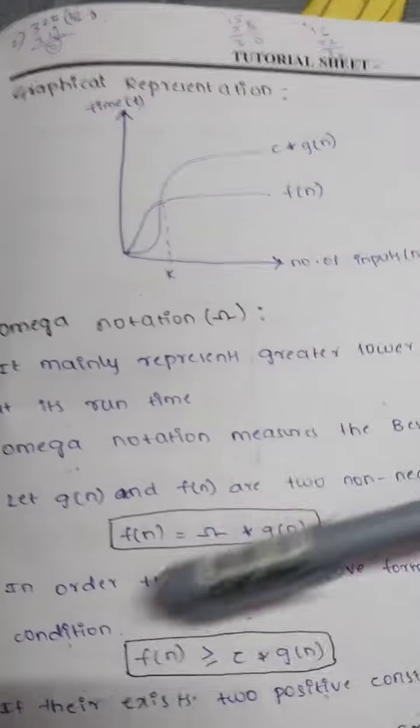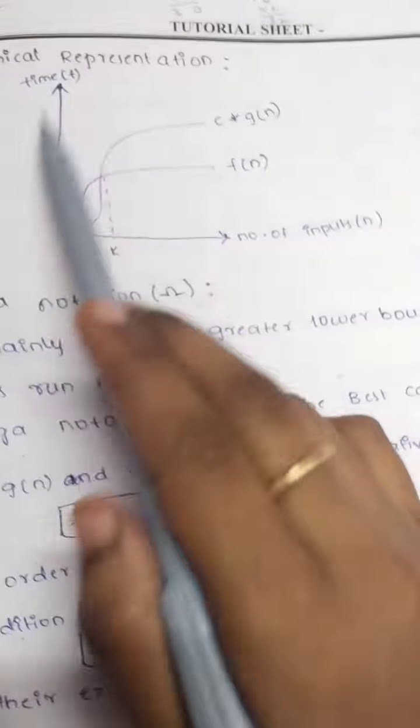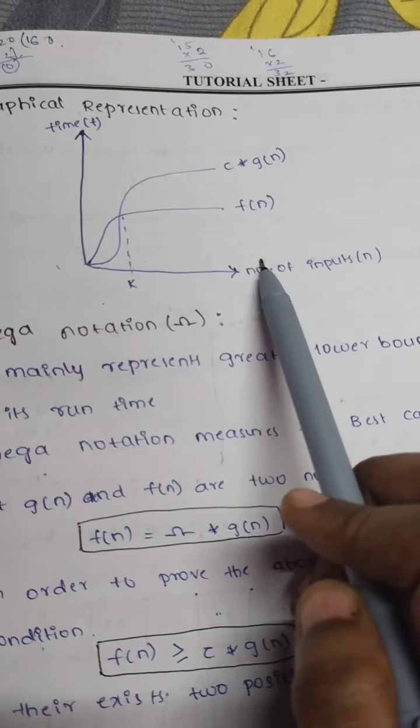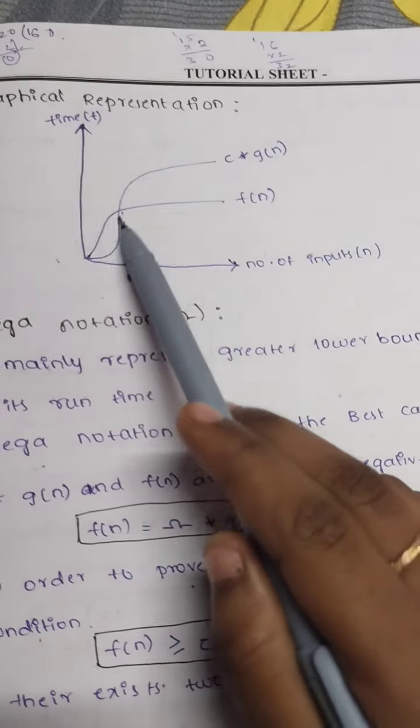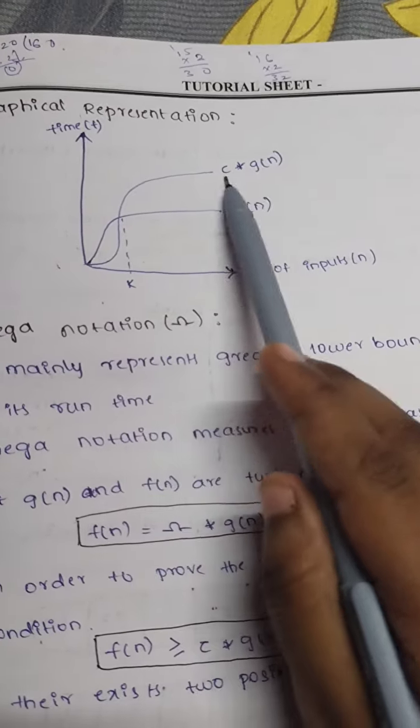So the graphical representation of big O notation: time against number of inputs, with f of n and c into g of n.